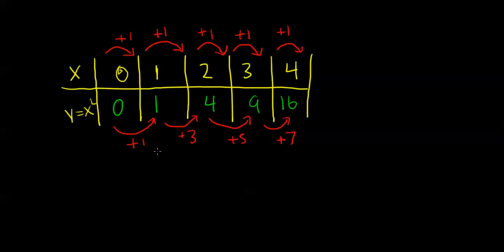So between 1 and 3, there's a positive 2 difference. Between 3 and 5, there's a plus 2 difference. And between 5 and 7, there's a plus 2 difference. This is a characteristic of quadratic functions. They do not have a constant first difference, which was in red, but they have a constant second difference, which is in blue. Now we're going to look at the graph of a quadratic function, which is a curve.